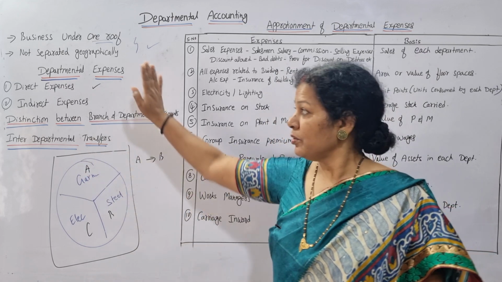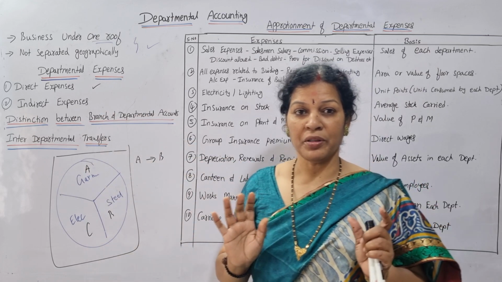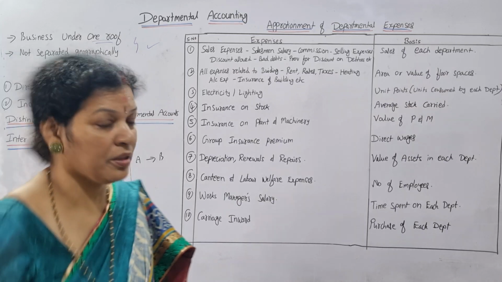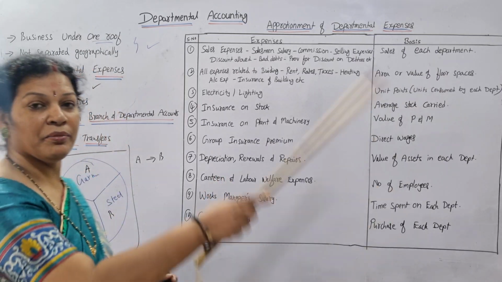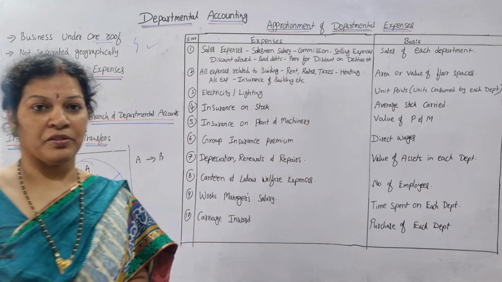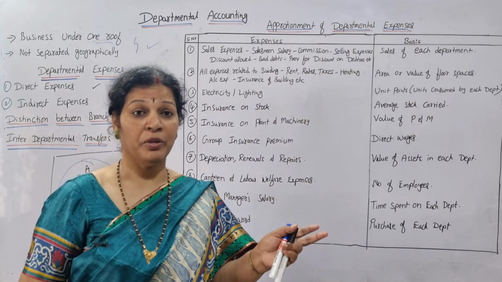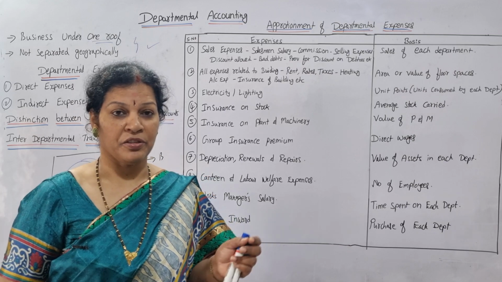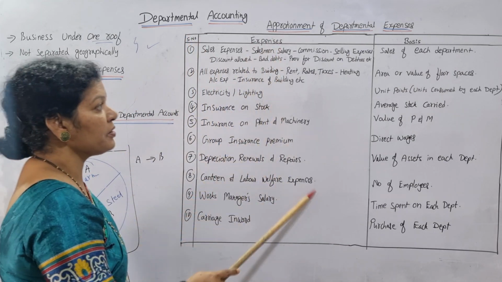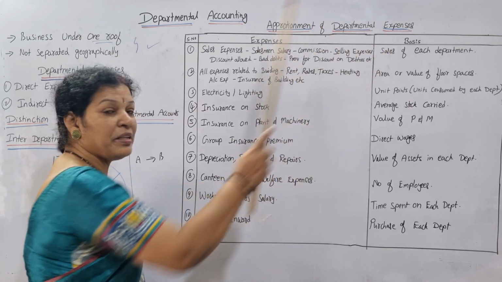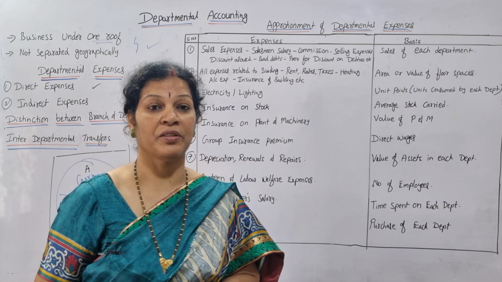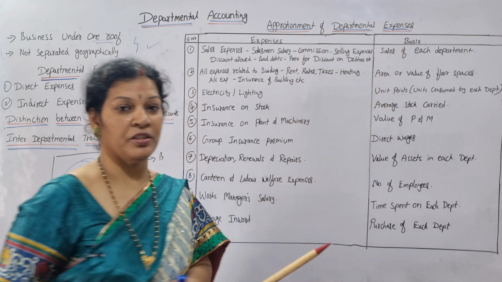Okay, hope you got the understanding. Now let's talk about the allocation of the expenses. This allocation of expenses you can understand through a table, very easily. Here, apportionment of departmental expenses. How do we allocate it? How do we apportion the expenses? Different situations, different expenses we are taking. Serial number, expenses, and the basis. On what basis are we going to apportion the expenses? The basis is here.